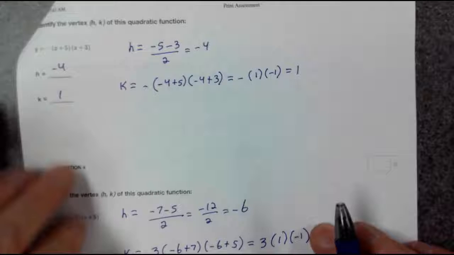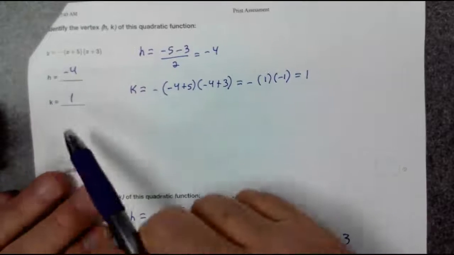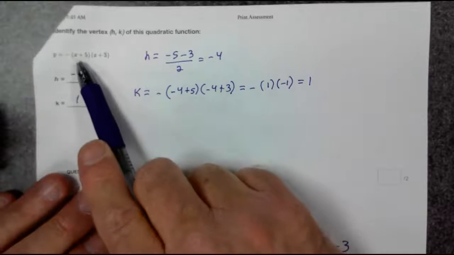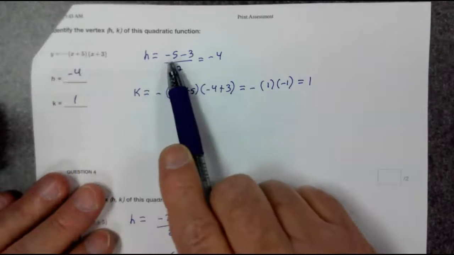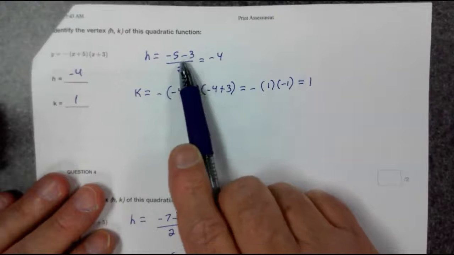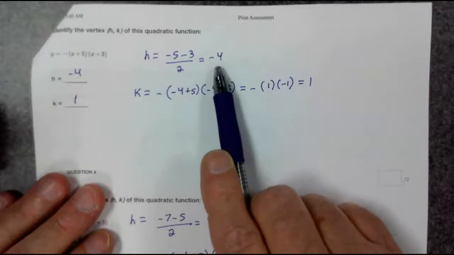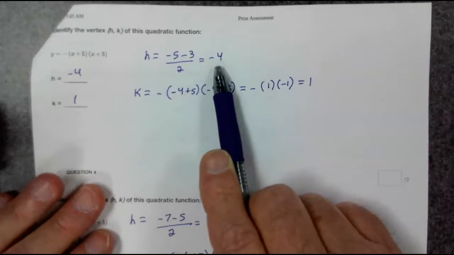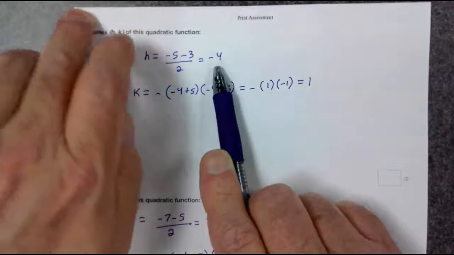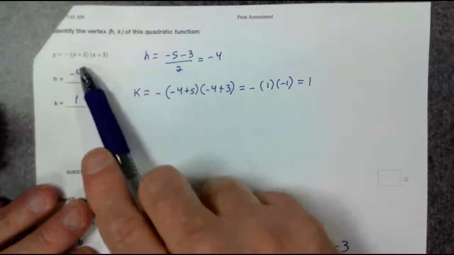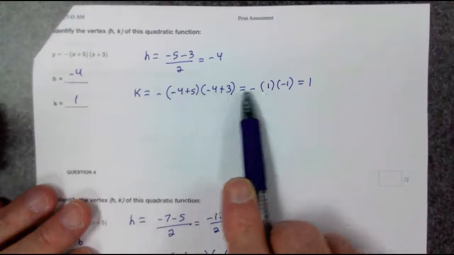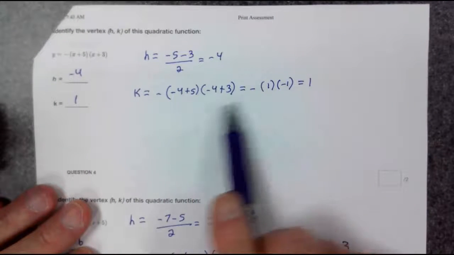All right, this is number 3. Guys, you need to find the vertex in factored form. So what do you do? You take the opposite of these two, because those are the x-intercepts. -5 and -3, add them together and divide by 2, because you're looking for what's right in between them. The axis of symmetry is the x-coordinate of the vertex, h. Then take that number, plug it right back into this equation right here, and find out what k is. It's 1. All right?